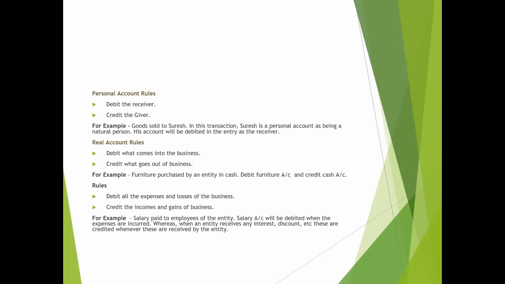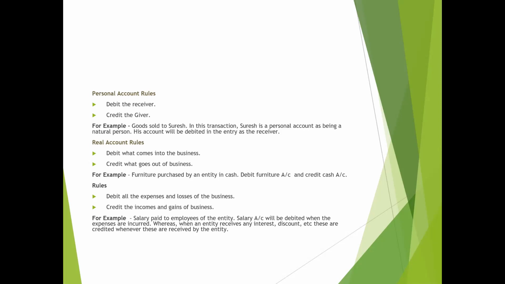So next is debit all the expenses and losses of the business, credit the income and gain of the business. Example entry: salary paid to employees of the entity. So salary paid to employees. Salary account will be debited because when the expenses are incurred, the rule is debit all the expenses and losses of the business. So salary account automatically will be debited.